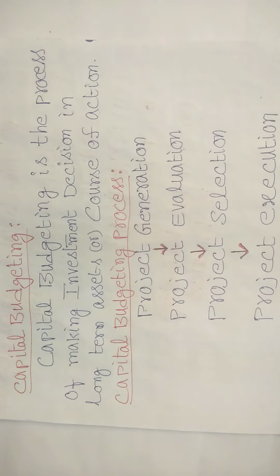Then let me explain the process of capital budgeting. In this process, there are 4 steps. The first step is project generation. The second step is project evaluation. The third step is project selection, and the fourth step is project execution. In this way, there are 4 steps in the capital budgeting process. Now let me explain these 4 steps.